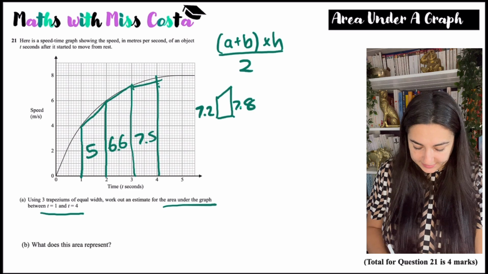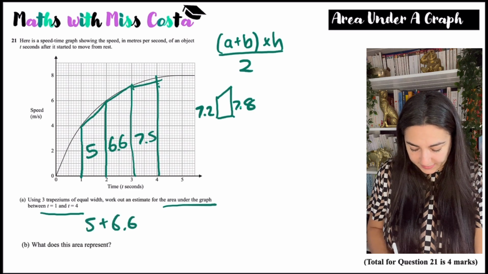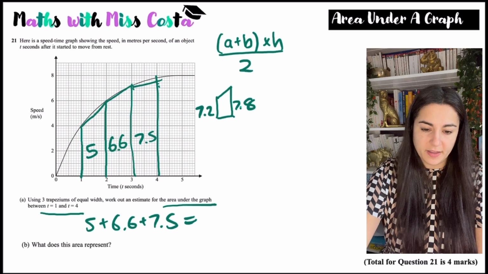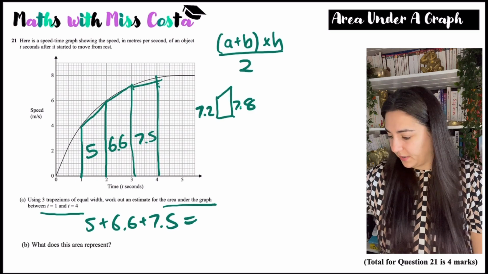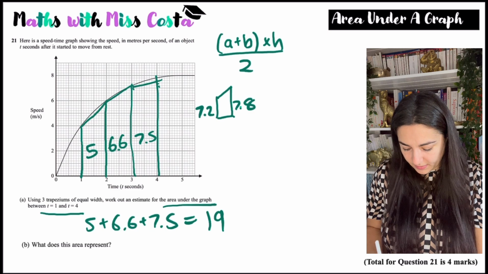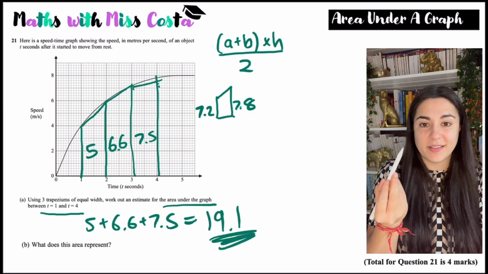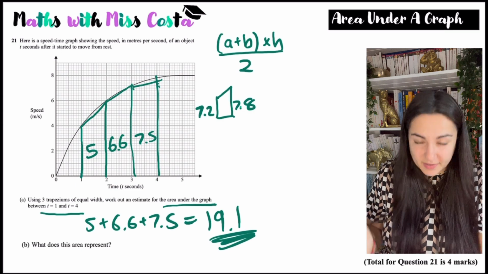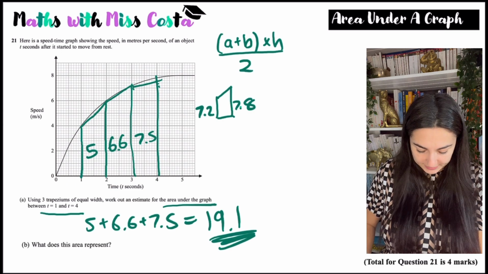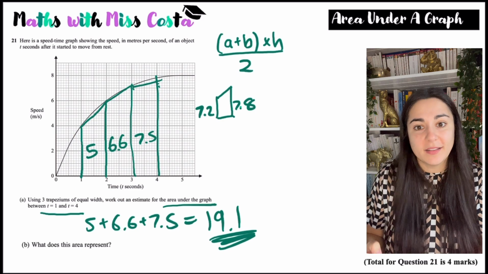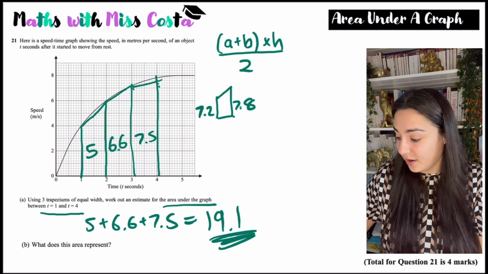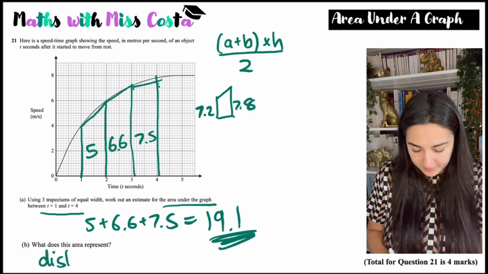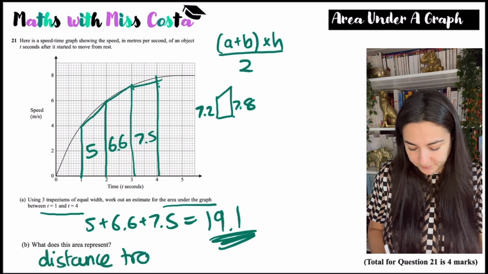Okay, so work out an estimate for the area of the graph. Well, 5 plus 6.6 plus 7.5 plus 6.6 plus 5 equals 19.1. Be really careful. I've got this fat pencil, so it's tricky, but they're all going up in 0.2s. And what does this area represent? Like I said at the beginning, the area under the graph just represents the distance travelled. So the total distance travelled.